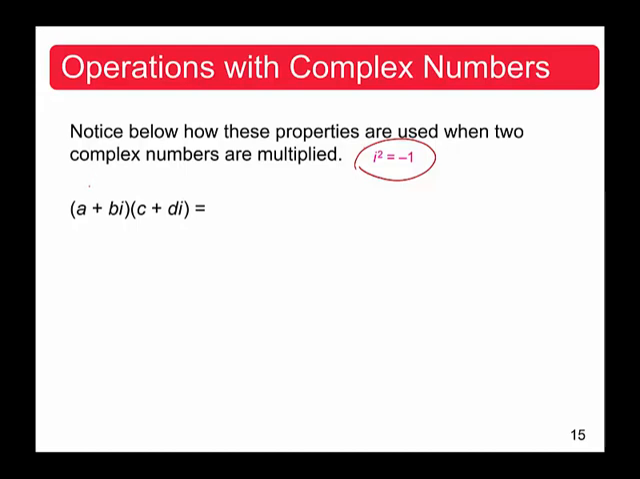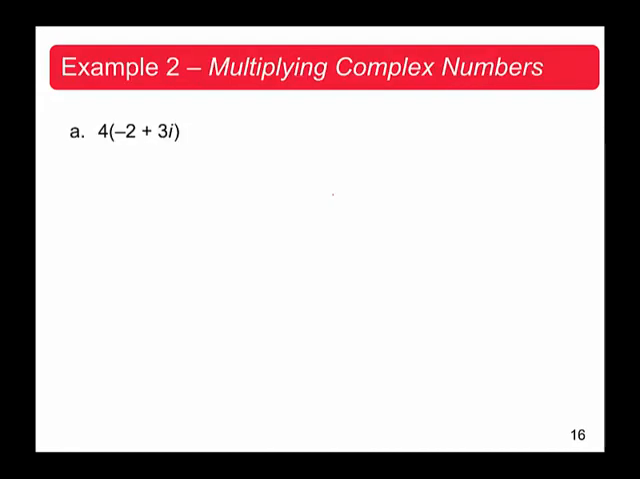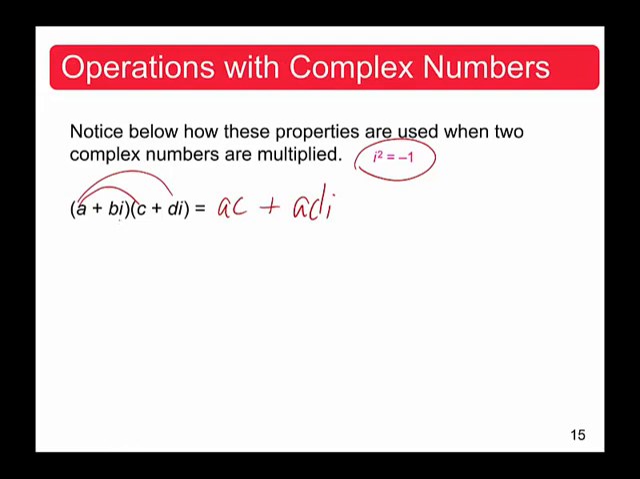So first of all, we FOIL this. a times c gives us ac. And the second term is a times di, so it's adi. And then the third term is bi times c, which becomes bci. And then bi times di is bd, i times i becomes i squared.